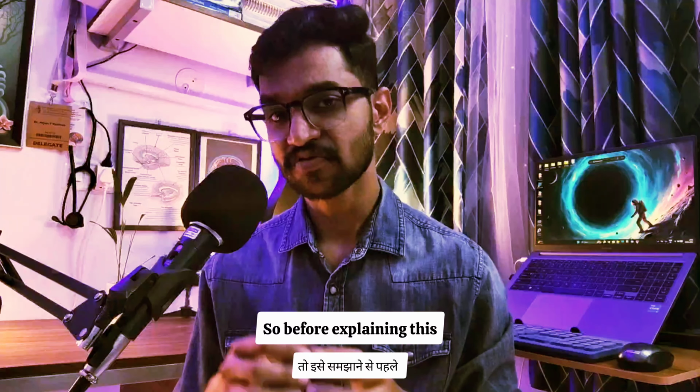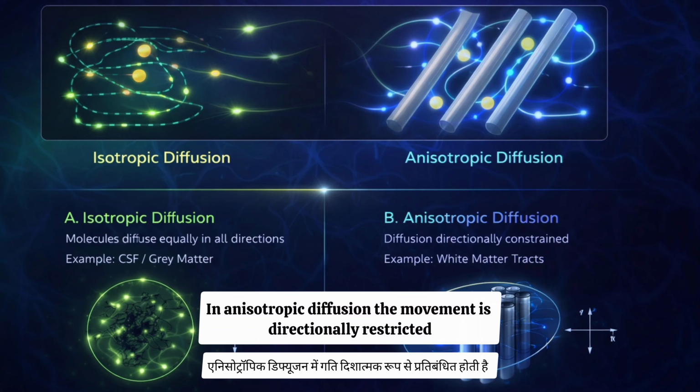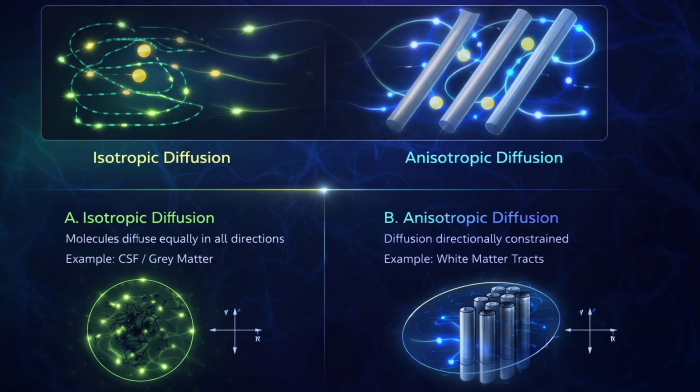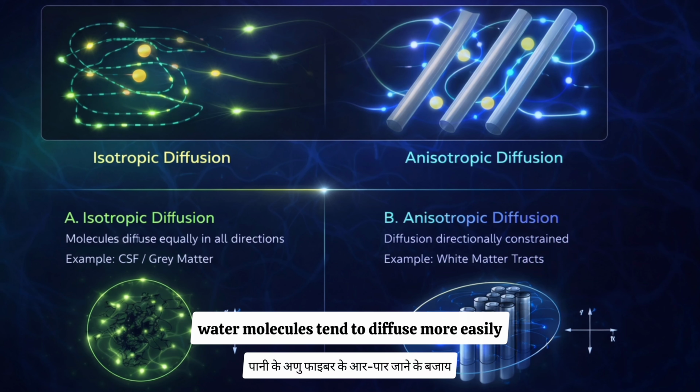Before explaining this, we have to know two terminologies, which are isotropy and anisotropy. Firstly, isotropic diffusion. Isotropic diffusion means that the molecules move equally in all directions. In anisotropic diffusion, the movement is directionally restricted. So in the brain, this occurs primarily in the white matter tracts. Because axons are arranged in parallel bundles and are surrounded by myelin, water molecules tend to diffuse more easily along the length of the fiber rather than across it. So in simple terms, isotropic diffusion is equal in all directions, anisotropic diffusion is directionally dependent.